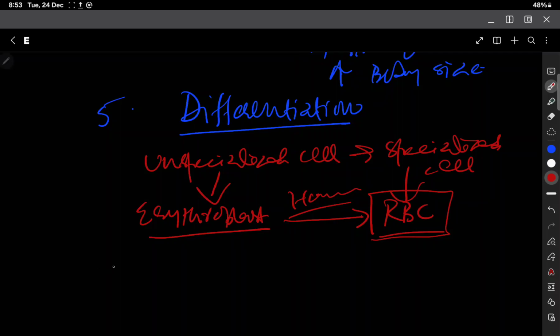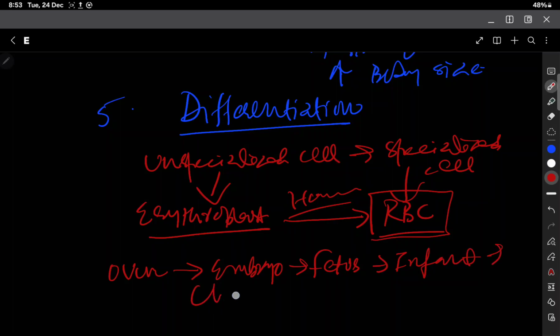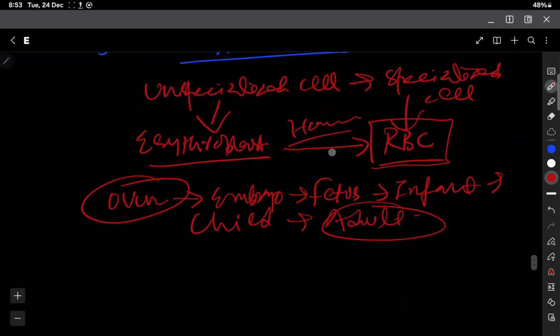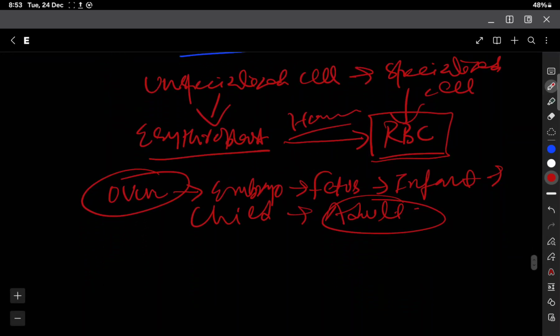For example, another example, ovum gets converted into embryo, then embryo into fetus, then fetus into infant, then infant into child, then child into adult. So see, here it was an unspecialized cell, and here in adult there are the specialized cells. So that we will call it as differentiation. So it is also an important basic life process.